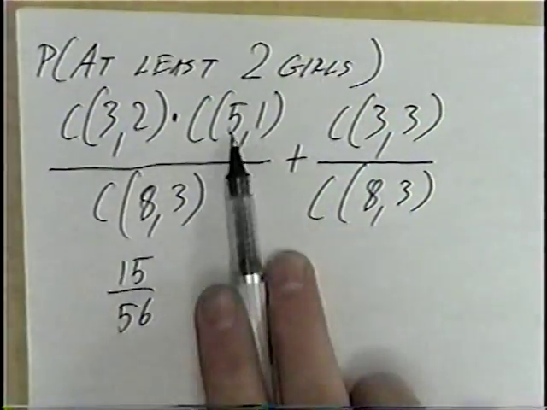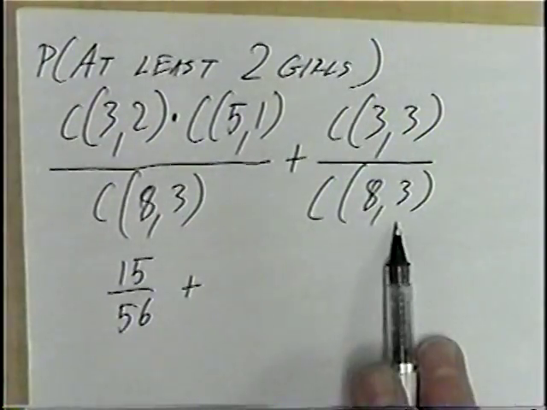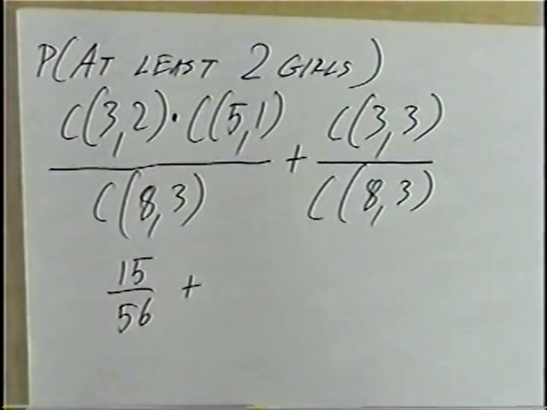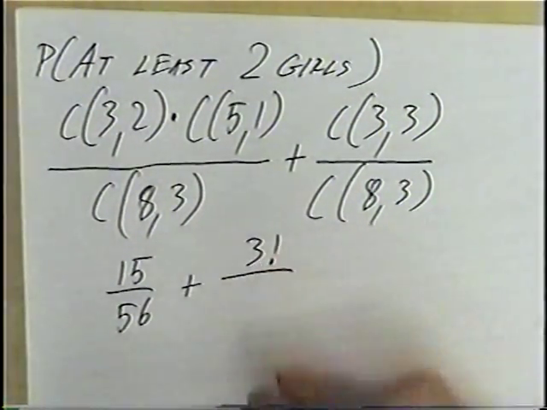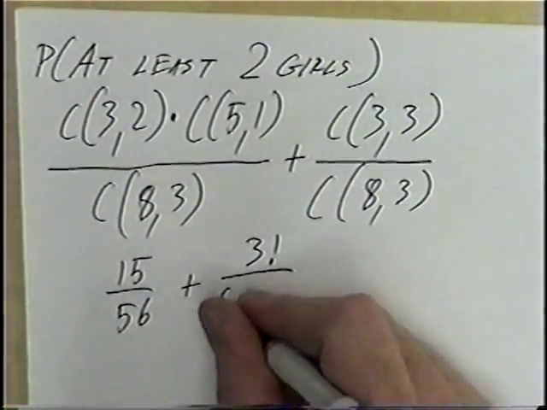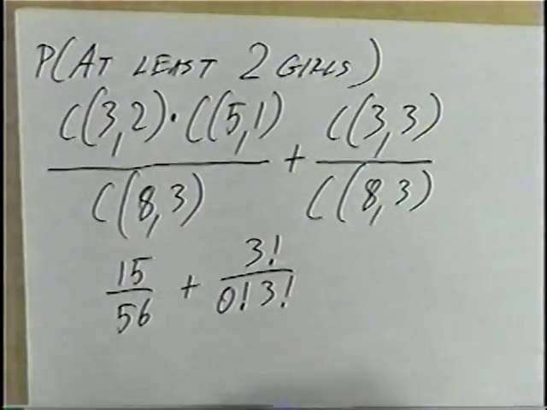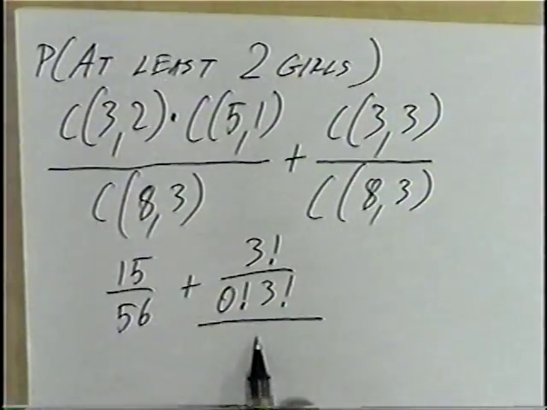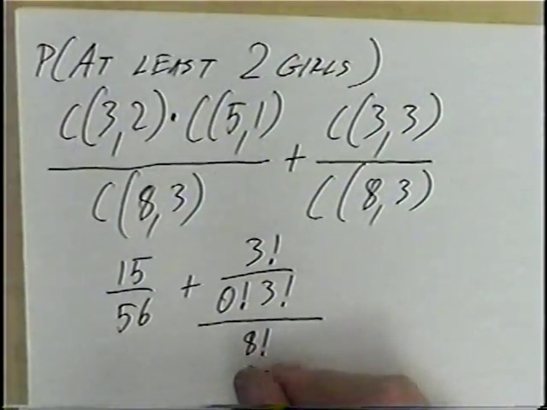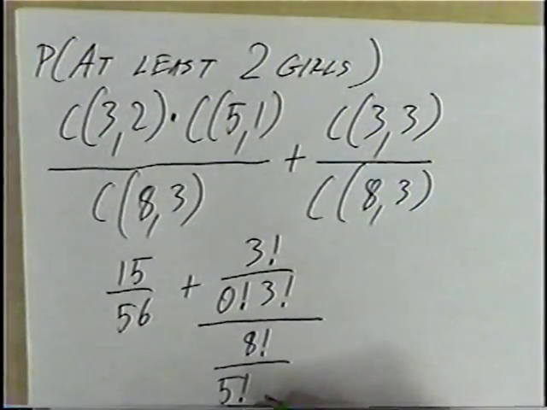So the first entire fraction, same work we had before, 15 over 56. We'll add to that the new fraction, combination 3, 3 over combination 8, 3. Combination 3, 3 would be 3 factorial divided by subtracting the numbers 0 factorial and the extra 3 on the bottom, 3 factorial. And a fraction line, combination 8, 3. Again, you can write out the factorials, which would be 8 factorial over subtracting 5 factorial and 3 factorial.